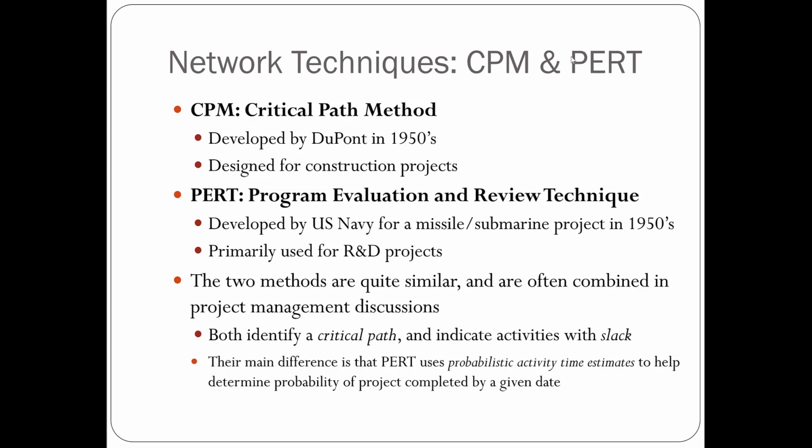And their main difference is that the PERT method uses probability activity time estimates to help determine the probability of projects completed by a given date. So it's different from the CPM, which does not give you probability for the activity or the project being completed by a given date. It basically gives you when that project can be finished and tells you the early finish time and late finish time of those activities within this project.